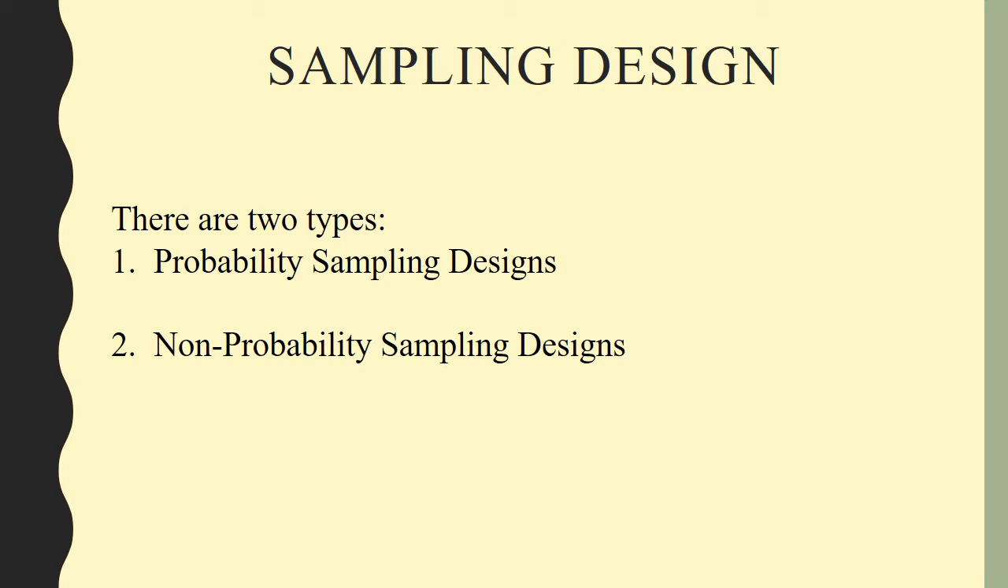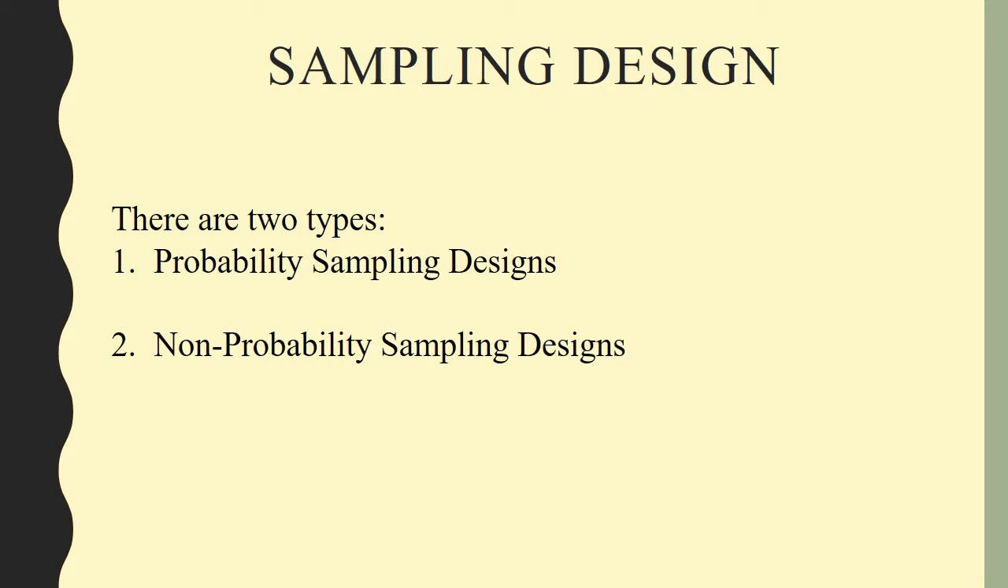The second type of sampling design is non-probability sampling designs. The elements of the population do not have any known chance of being selected in the sample. So here you don't know exactly which sampling unit will get selected. There is no determination or known chance of being selected in the sample.